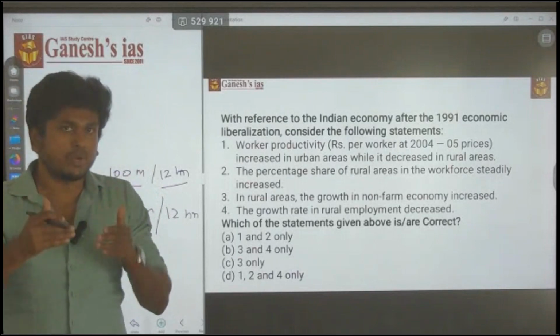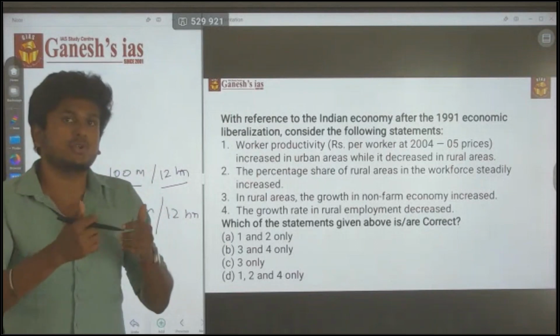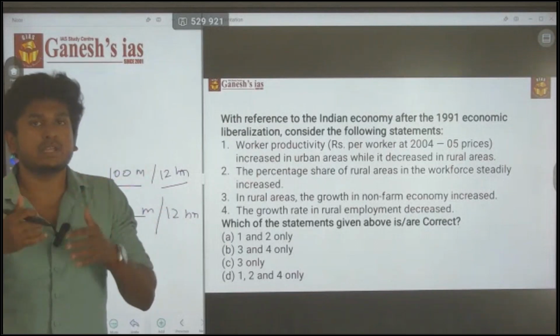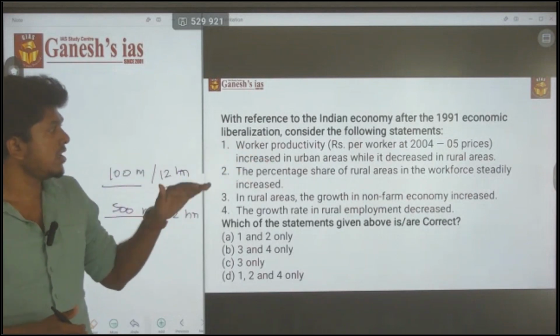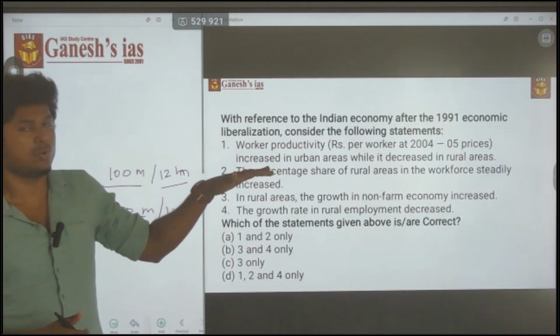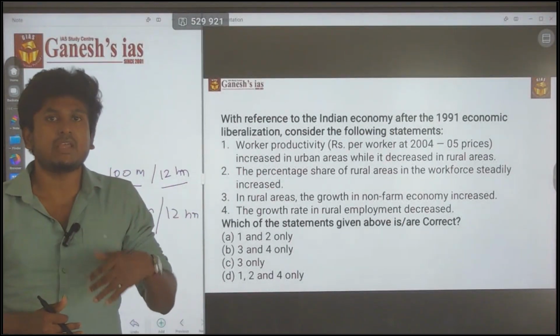So in urban areas the worker productivity increased, yes, due to the investments and also due to the transfer of technology. That first part of the statement is right. But the claim that it decreased in the rural area is wrong. Actually, in the rural area also the worker productivity increased.